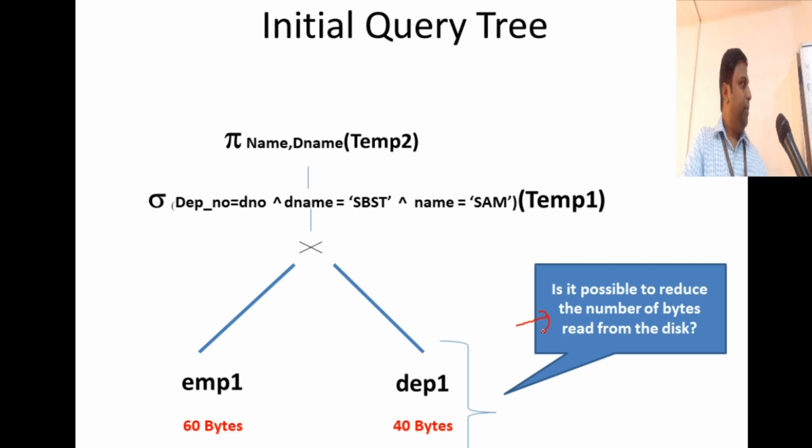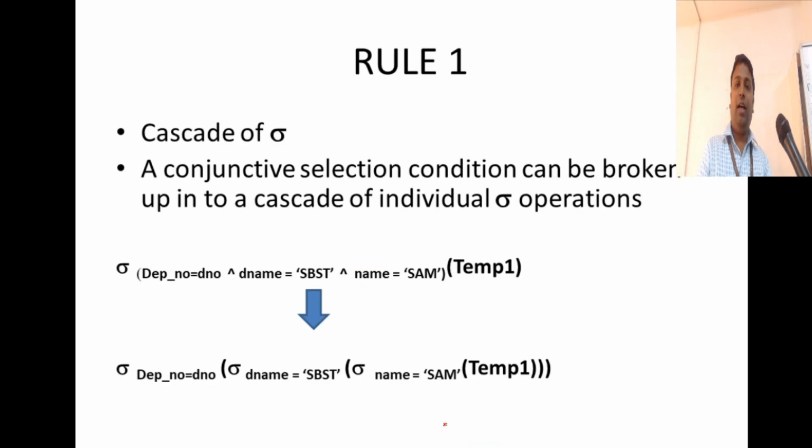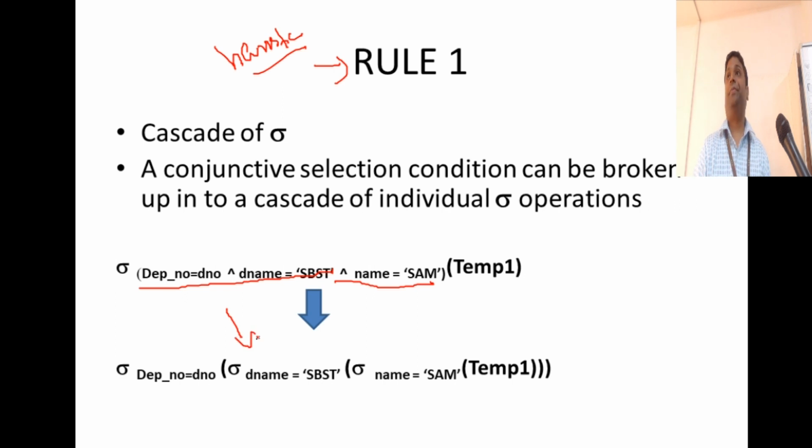So when you are going to read all the blocks, you are going to have a delay there. So you have to read only the blocks that are needed. So how can you reduce the size of the data right here? For that we go with a set of rules. These are the heuristic rules. The optimizer constructs that initial query tree and starts applying the rules. Rule 1. What is rule 1? You break any big selection condition into smaller chunks.